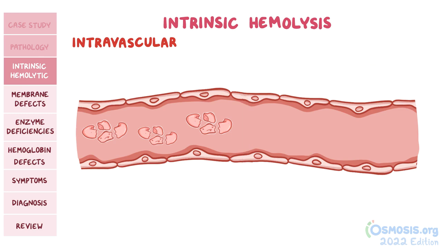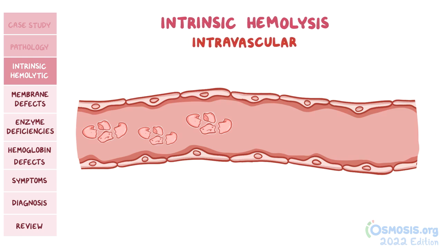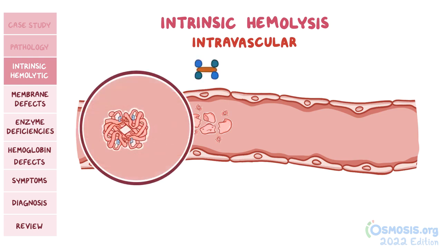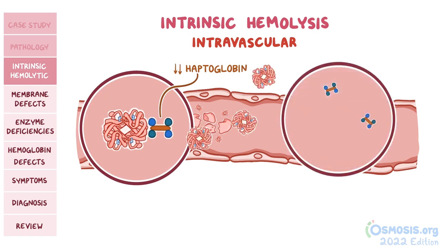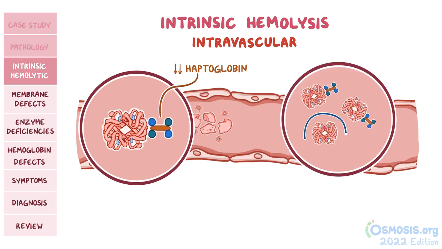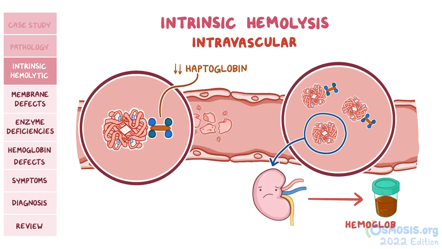There are findings that can help identify the type of hemolysis. In intravascular hemolysis, hemoglobin that's released inside the vessels gets bound by a protein called haptoglobin, and because they're removed together, haptoglobin decreases. Also, when haptoglobin gets overwhelmed, the rest of the hemoglobin goes via the blood, through the kidneys, and into the urine, resulting in hemoglobinuria.